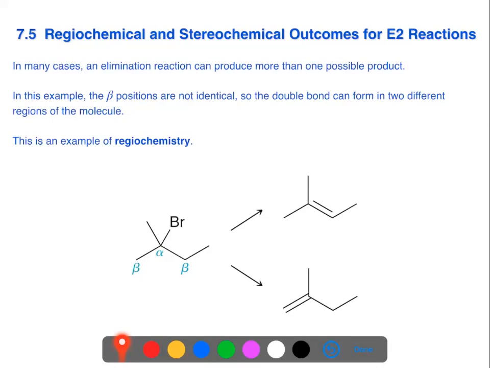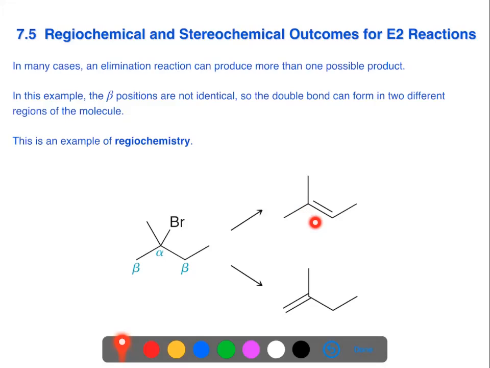So with the E2 reaction, we can also have different regiochemical and stereochemical outcomes. When we talk about regiochemistry, it's referring to the placement of a particular group. In this case, that group is the double bond in the structure. Starting from this particular alkyl halide, it's possible to form two different alkenes, which have the same constitution, same number and types of atoms, but the connectivity is different.